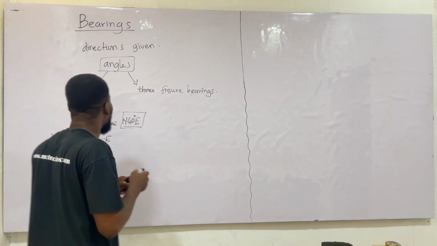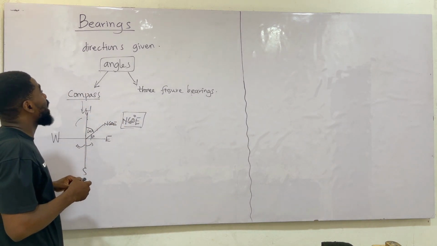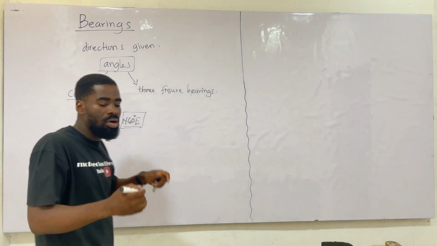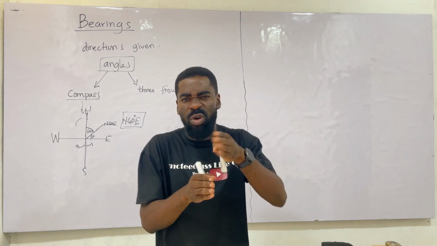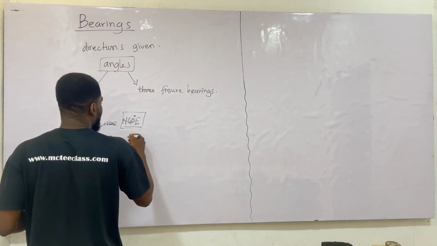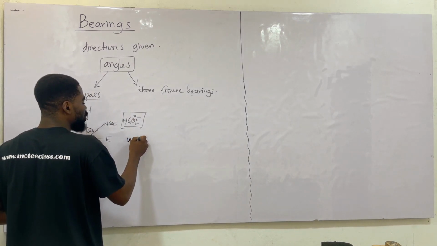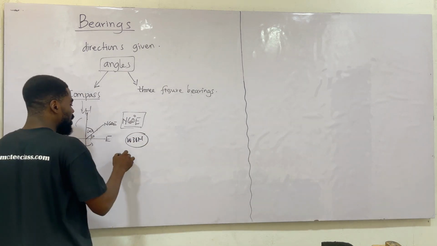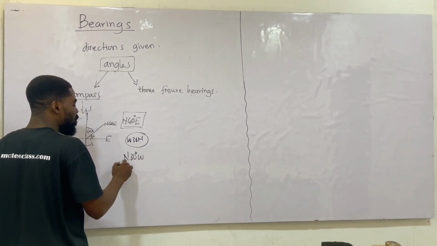Good. So that is how we measure the angles or the bearings on the compass. So if I have to draw any of these bearings, you should be able to draw. Take note that our main focus is on the north and the south. You don't have a bearing that will tell you west 30 north. No. The focus is on the north and the south pole. So if you have that, then we'll have north 30 west. North 30 degrees west.